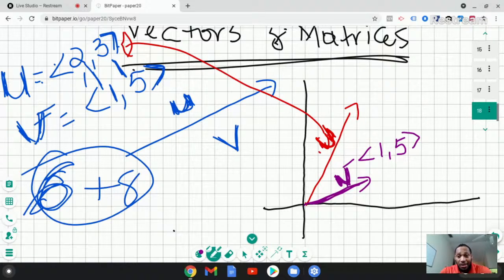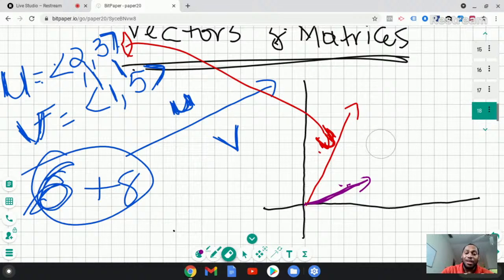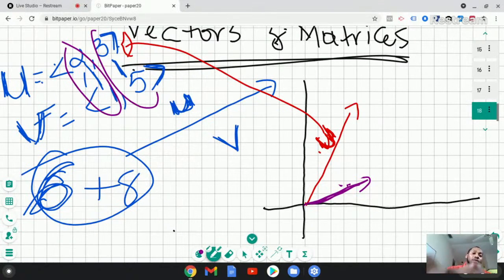So now, if I wanted to add u plus v, what would you do? Like I said, you could operate term by term, the corresponding terms. Sorry, I erased this by accident. So I would add the 2 to the 3, and I would add the 3 to the 5, and that would give me u plus v.